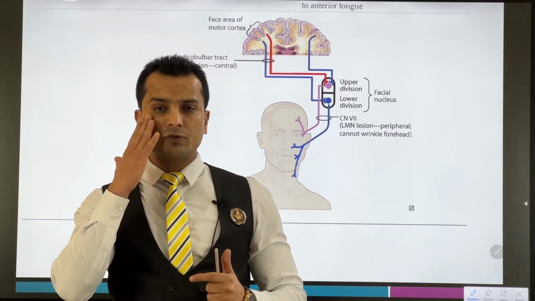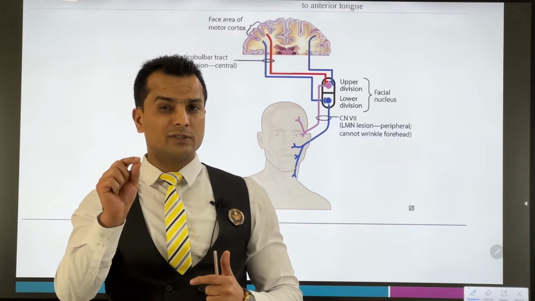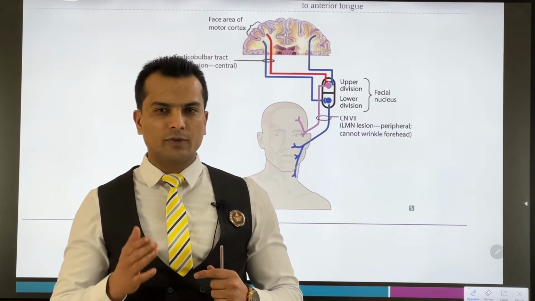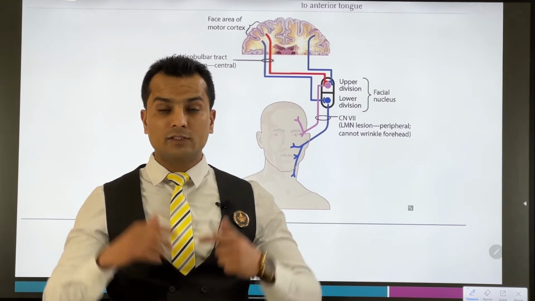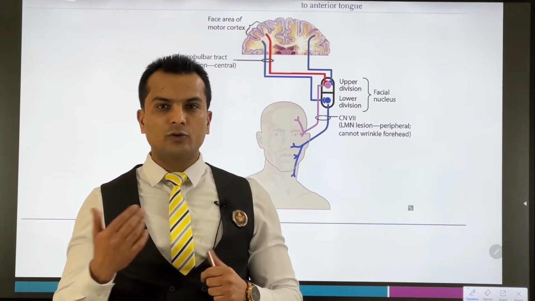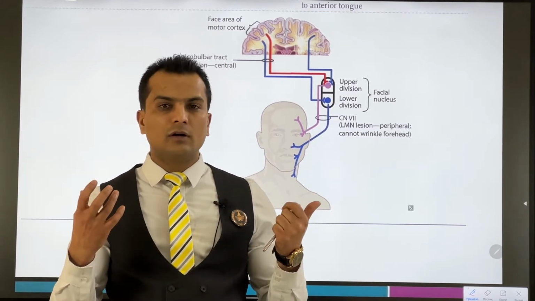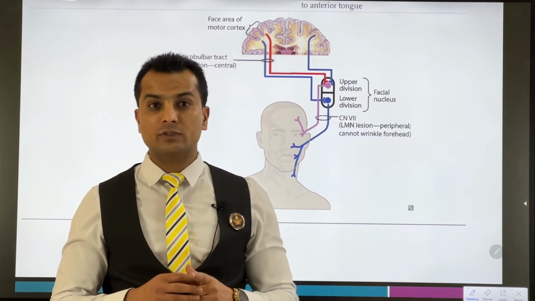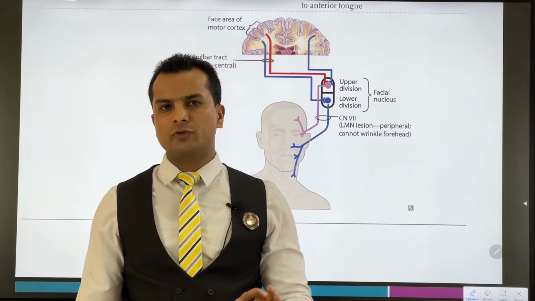So if you are touching your face, you are feeling the sensation. This is sensory function, and this is the function of the fifth cranial nerve, the trigeminal nerve. But when you are closing your eyeballs, wrinkling your forehead, or asking the patient to show the teeth like this, all these movements of the facial expression muscles are controlled by your facial nerve.